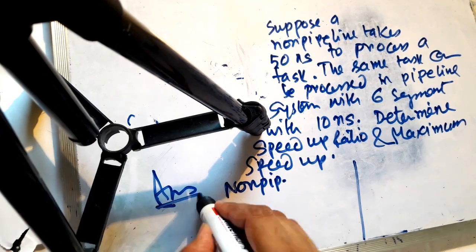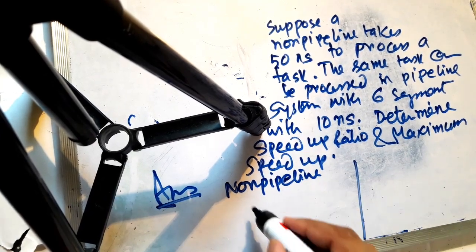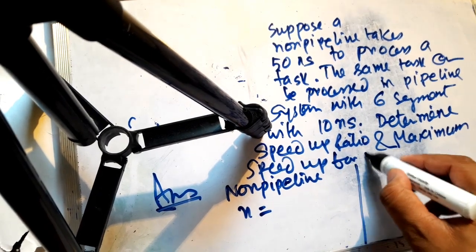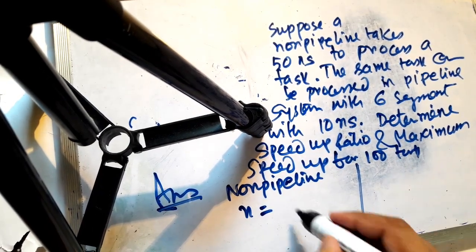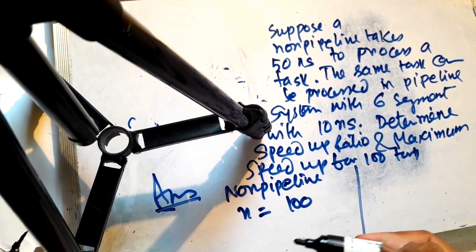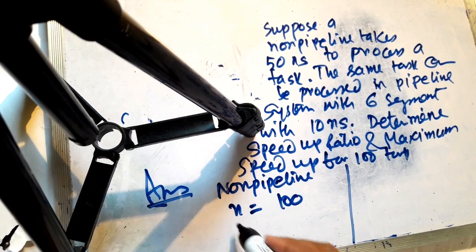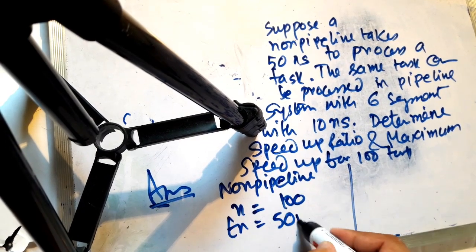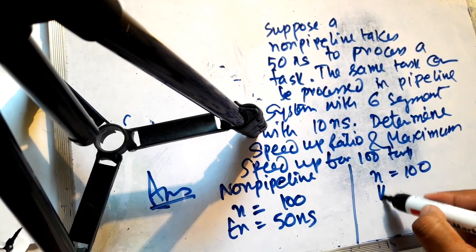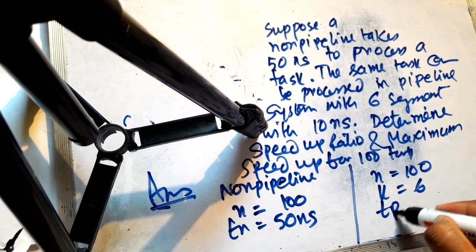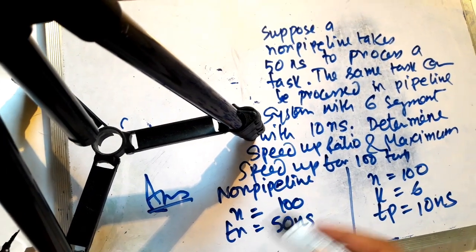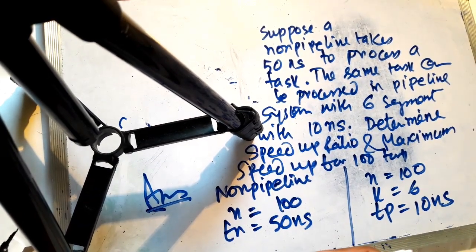In the non-pipeline system, n equal to 100 tasks is given. Determine the speed up ratio for 100 tasks. The number of tasks is 100, the same tasks as in the pipeline, and the time given is 50 nanoseconds. In the pipeline system, n is 100, k is 6 segments, and Tp is 10 nanoseconds. So all the important components are given for the non-pipeline system and the pipeline system.